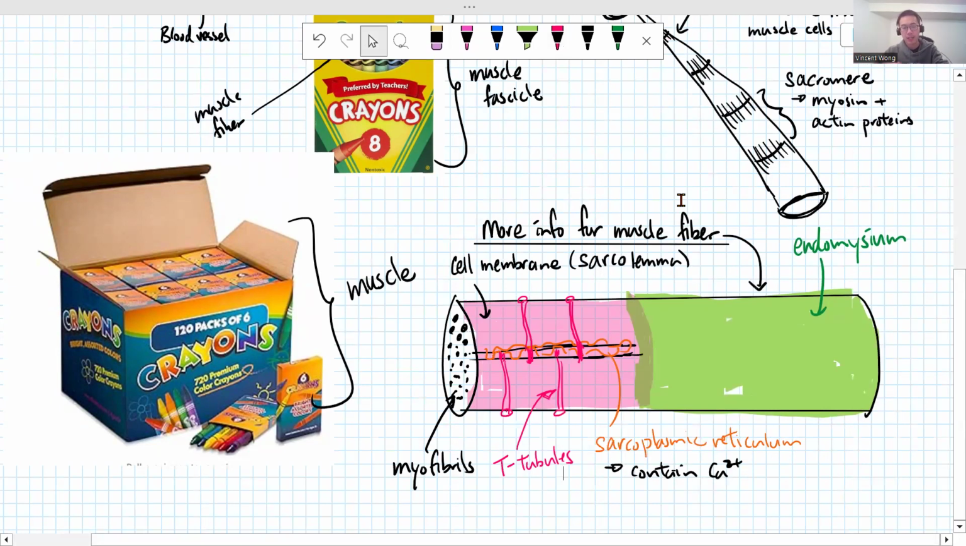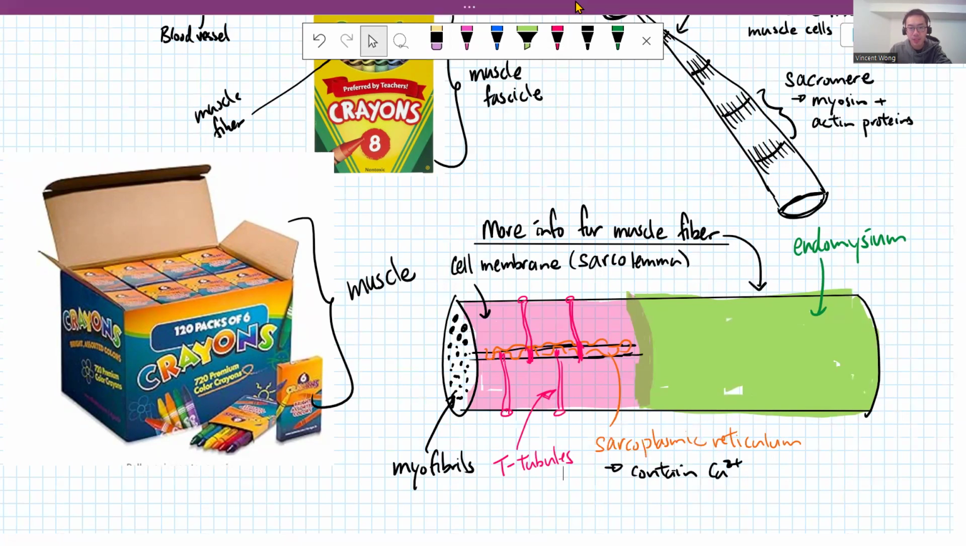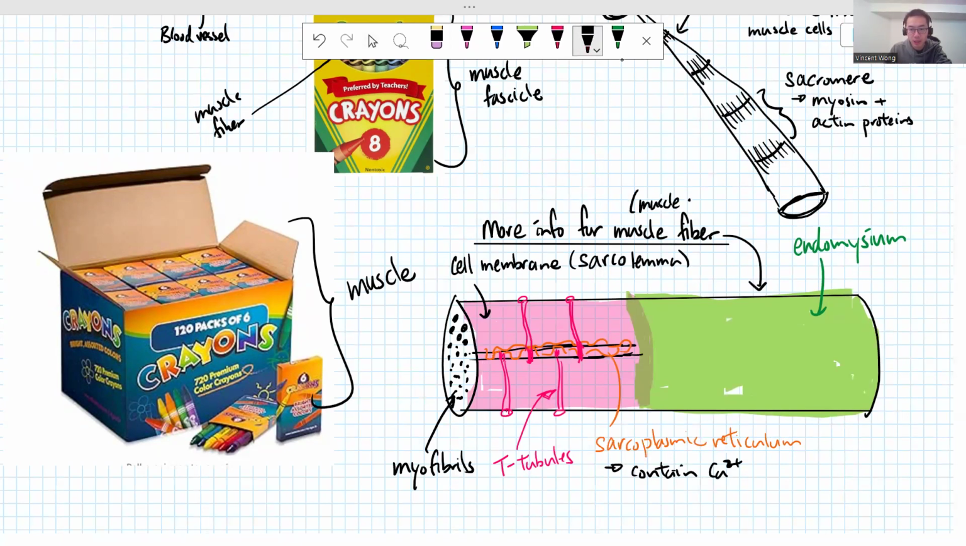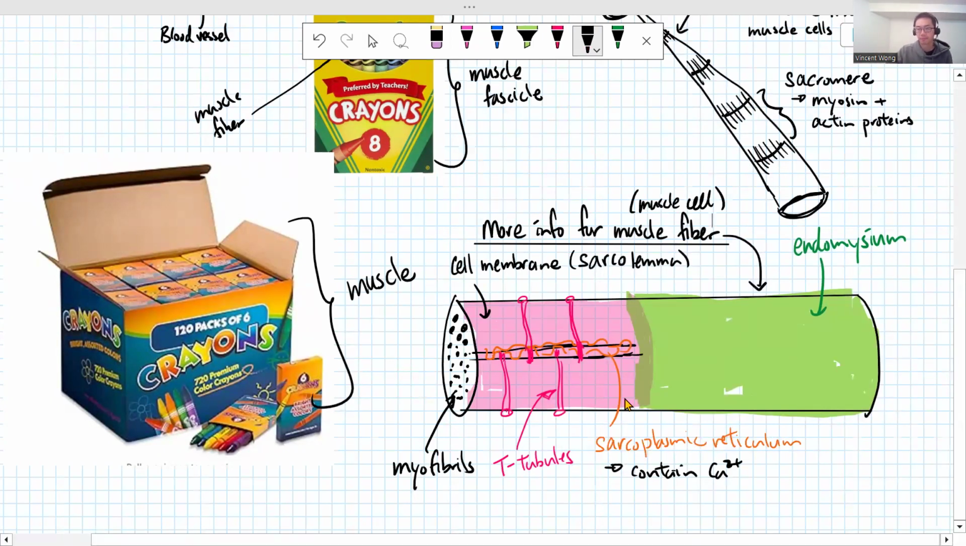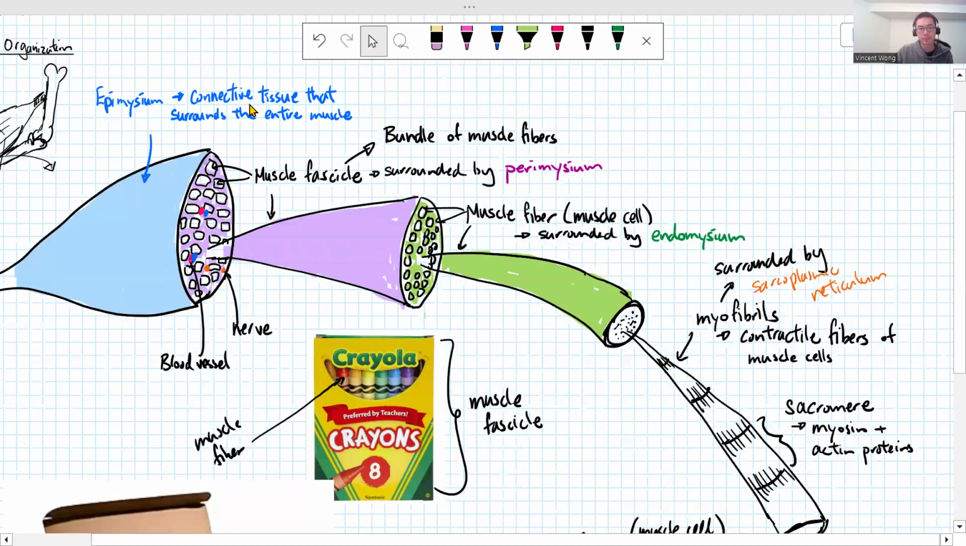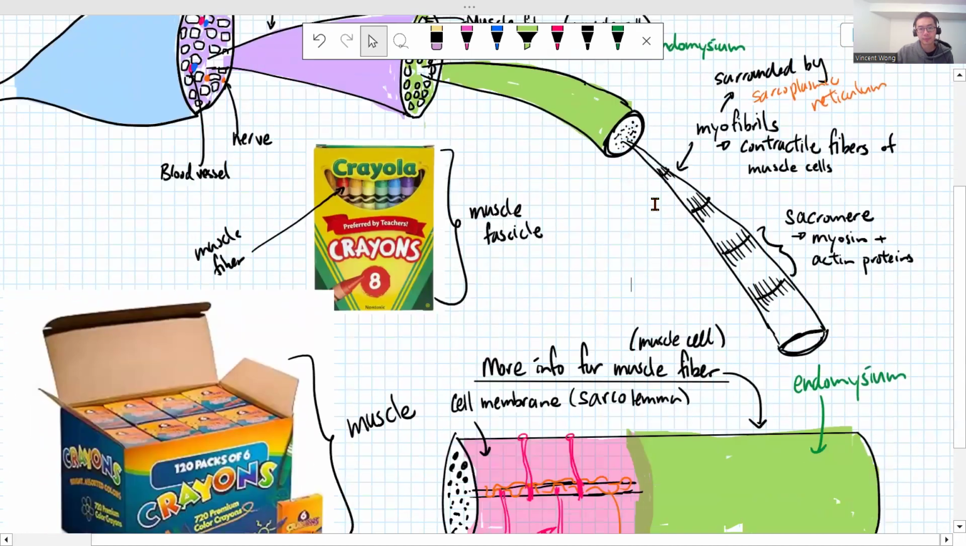And that's the organization. Remember, this is a cell. This whole thing is a muscle cell. A muscle fiber is a muscle cell. It's very long. You're gonna find all the usual stuff, the mitochondria, Golgi bodies and whatnot. So that's the organization of the muscle.